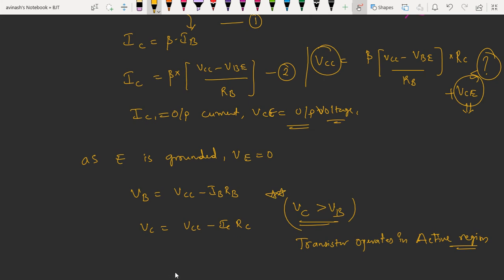For the fixed bias circuit, the stability factor is equal to 1 plus beta. So IC remains unstable. This is the drawback you have to remember: IC remains unstable.